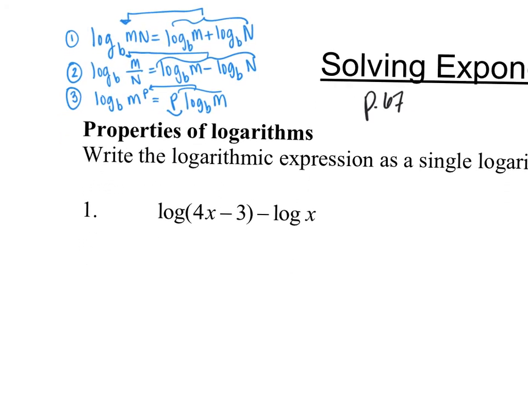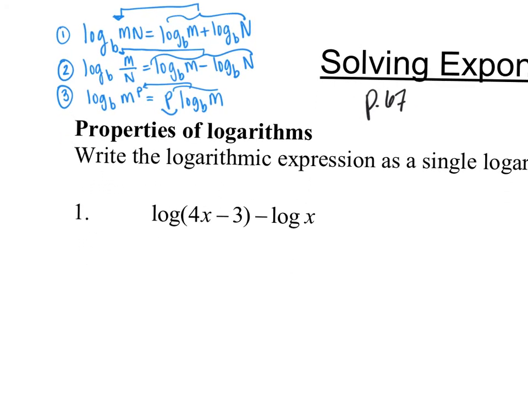So the first problem we have going on here: log of 4x minus 3 minus log of x. Now we don't see a base, so this is going to be a common log. And so they both don't have a base, so they're both common log base 10. And so we want to rewrite all of our logarithms as a single log. So we have subtraction of two logs.